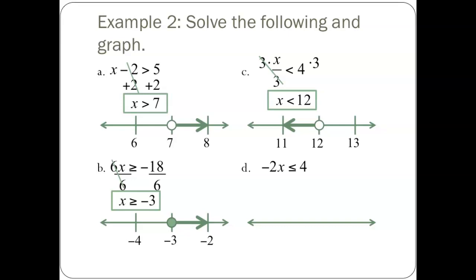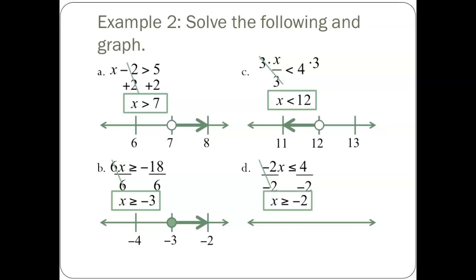For this last one here, we have negative 2x is less than or equal to 4. In order to get x by itself here, I'm going to have to divide both sides by negative 2. Now remember, anytime you multiply or divide by a negative number, you have to flip the inequality. So if I divide by negative 2, then in the next step, I'm going to have to change that less than or equal to to greater than or equal to. So this will be x is greater than or equal to negative 2.